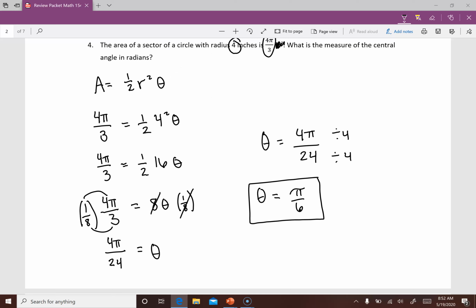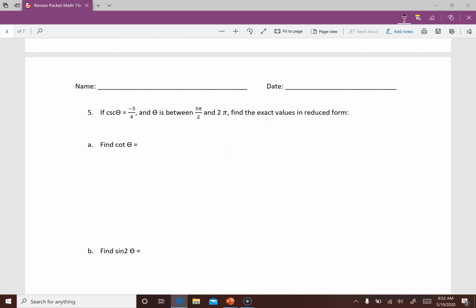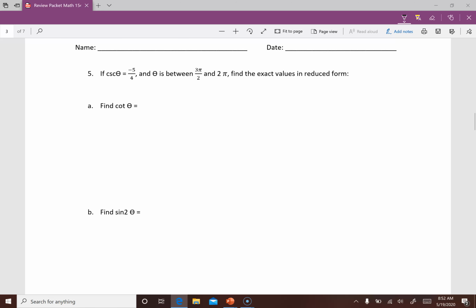All right, moving forward. Number 5, if cosecant theta is negative 5 over 4 and theta is between 3 pi over 2 and 2 pi, find the exact values in reduced form. Well, let's go ahead and do cotangent theta first, but honestly what we really need to do is draw a picture so we know where it's located. And if we have 3 pi over 2 and 2 pi, that's kind of where we're between. We're going to have a 3 pi over 2 here and a 2 pi here. So we know we're in the 4th quadrant.